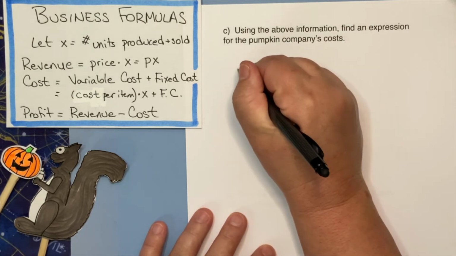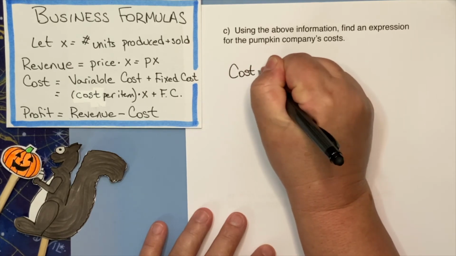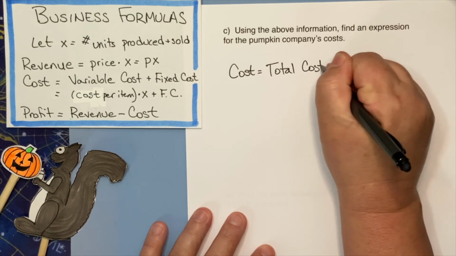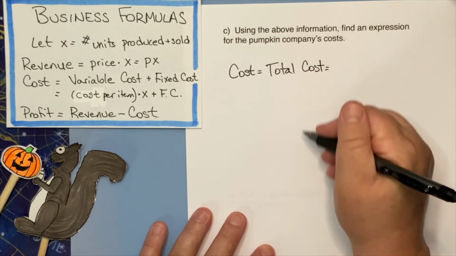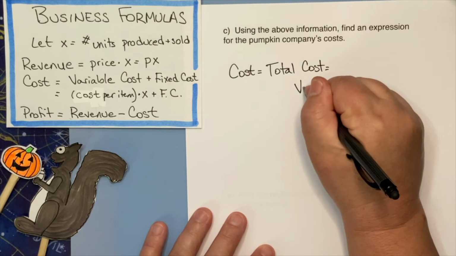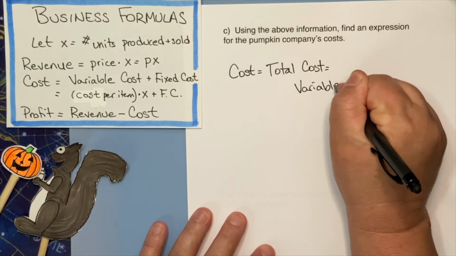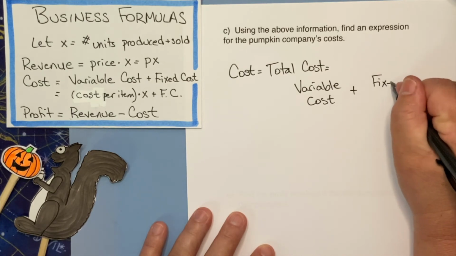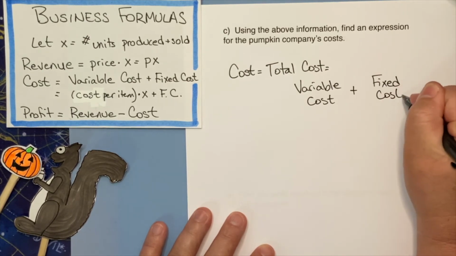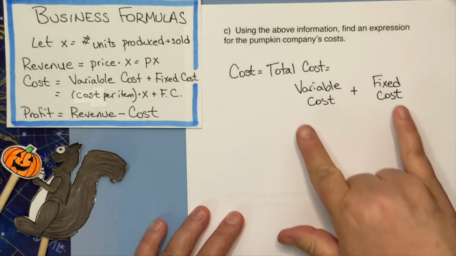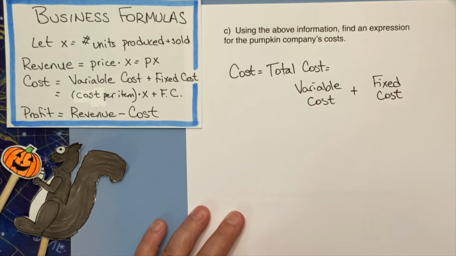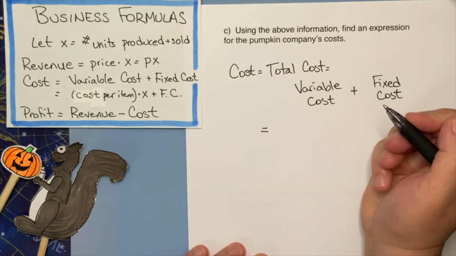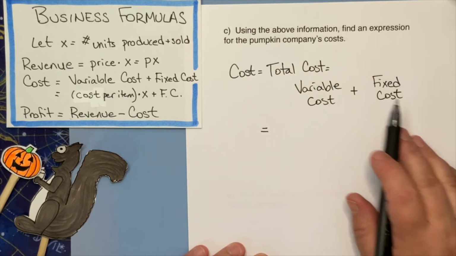So I'm calling it cost. Sometimes you'll see total cost. And that's going to be, and I'm going to come down here so I've got a little bit more room, the variable cost plus the fixed cost. And some people like to do these backwards, so you can do the fixed costs first. It doesn't matter which one comes first. I'm going to start with the fixed cost myself.